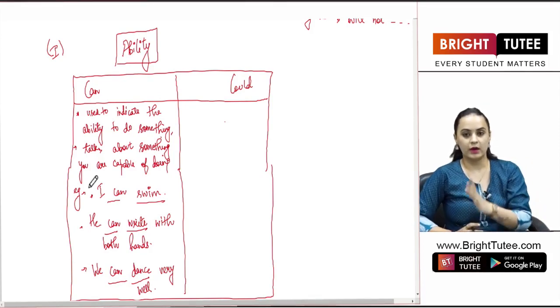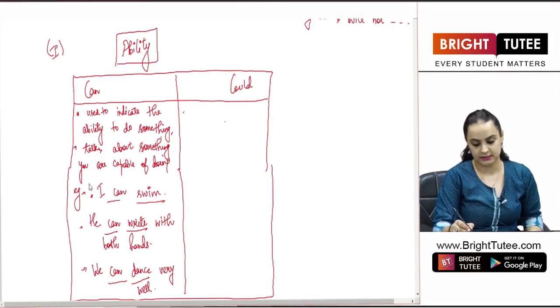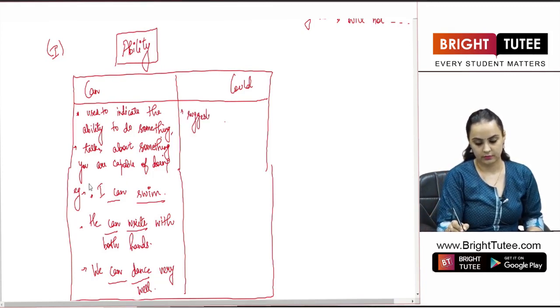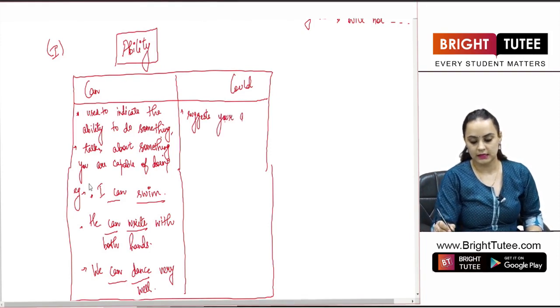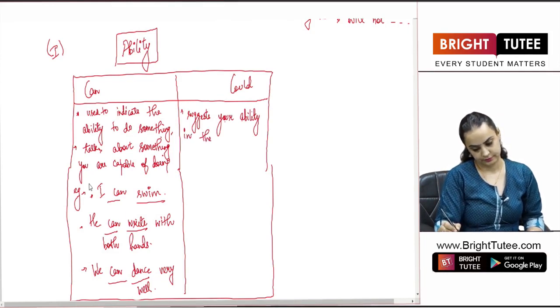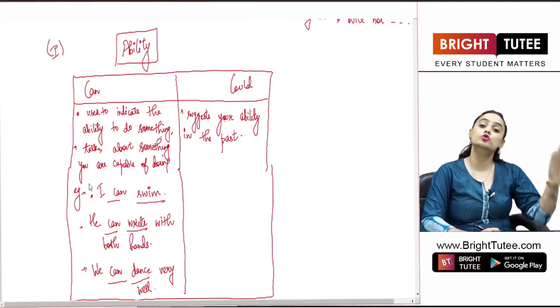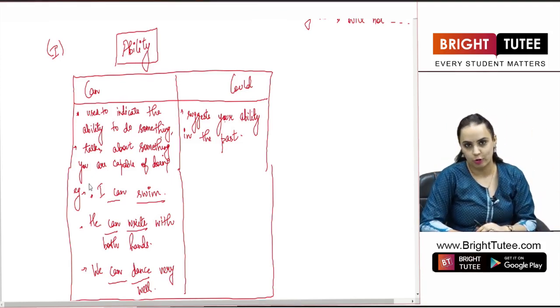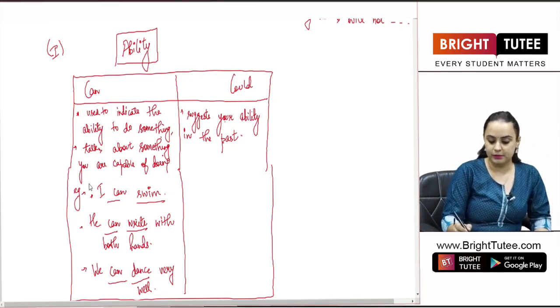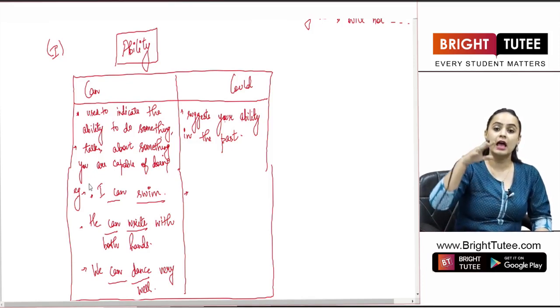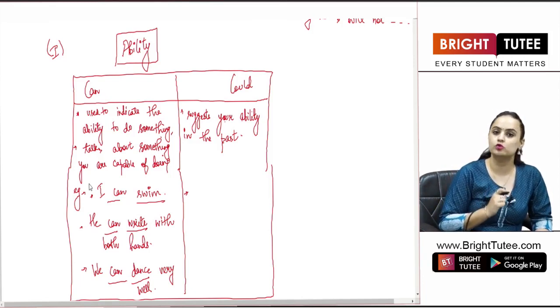Now, what and where do we use could? It suggests your ability in the past. Something that you could do earlier. Now you cannot, but in the past something that could be done by you. For example, the same sentences that we've taken. I can swim means that I presently have the ability to swim well.